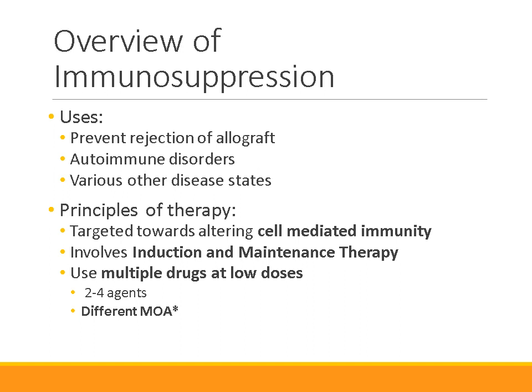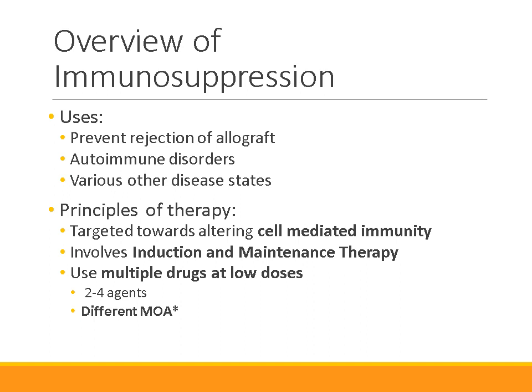We can use immunosuppressants to treat autoimmune disorders. So this would be things like RA, rheumatoid arthritis, or lupus, where the patient's immune system is attacking their own body. So the way to decrease symptoms in that case is to decrease the patient's immune response.